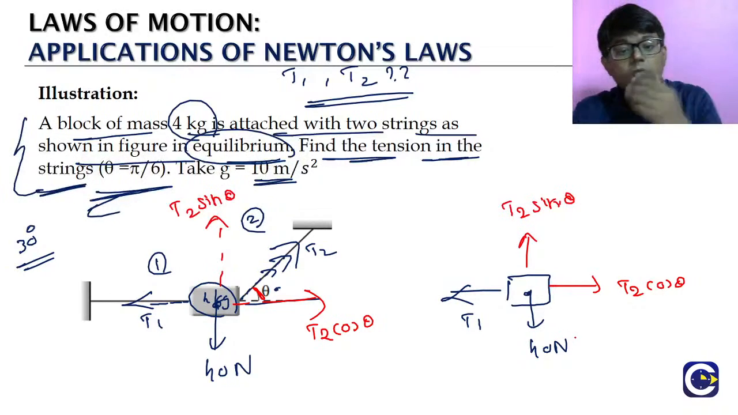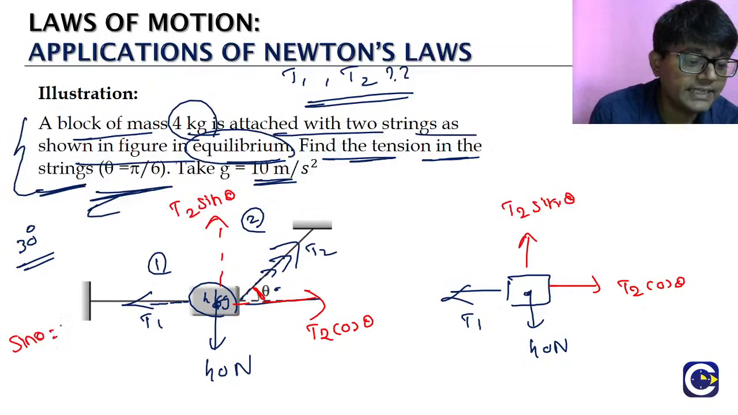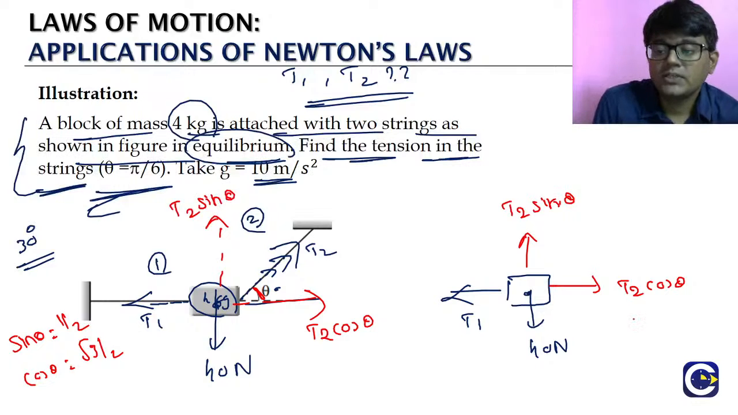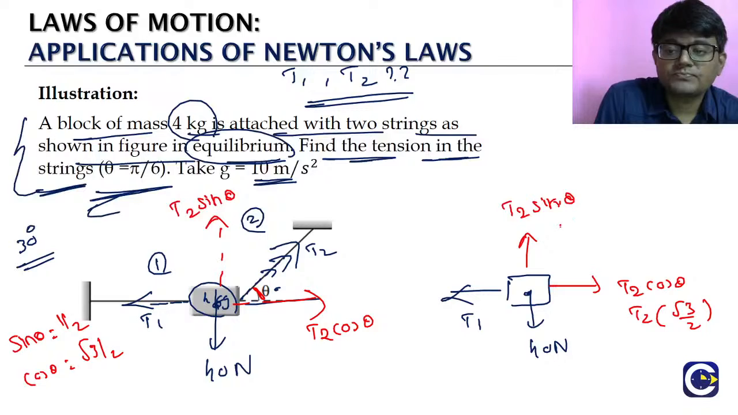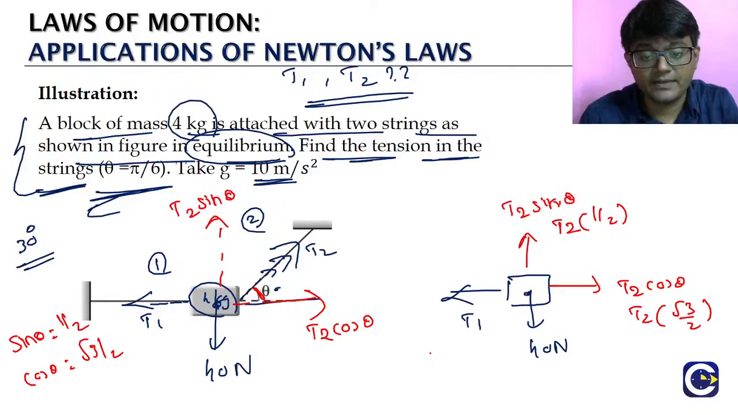Okay. Now what is theta? Theta is 30. Means sin theta is what? Half. Cos theta is what? Root 3 by 2. So this is what? T2 into root 3 by 2. This is what? T2 into half. Now this is the case of forces in the 2D plane.